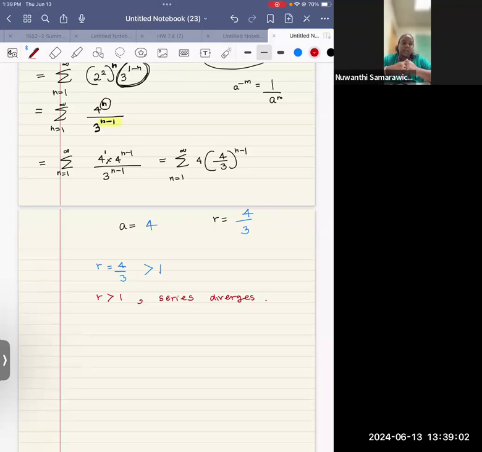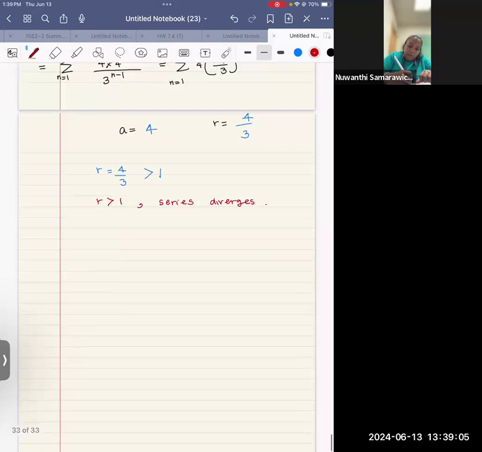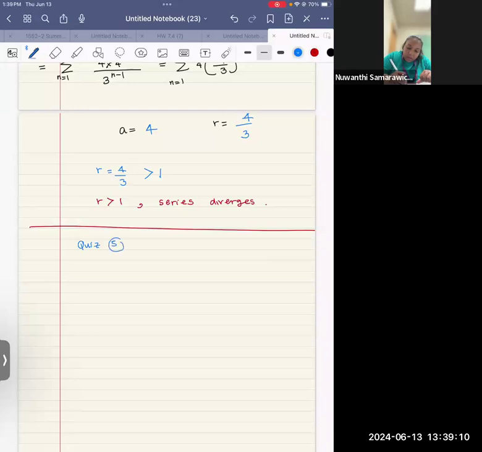So that's that. Your new quiz is quiz 5. Try this one: the sum from n equals 1 to infinity of 2 to the power 3n, 5 to the power 1 minus 2n. Check whether this is convergent or divergent.